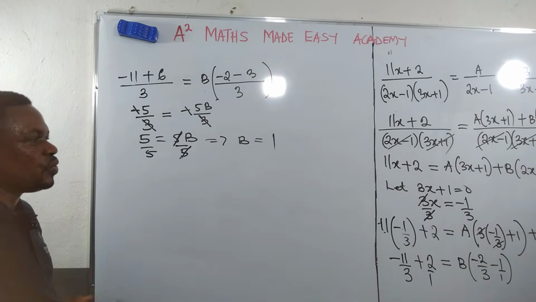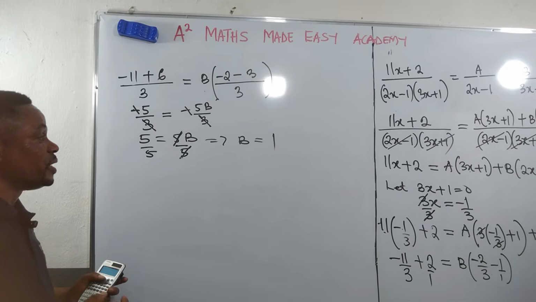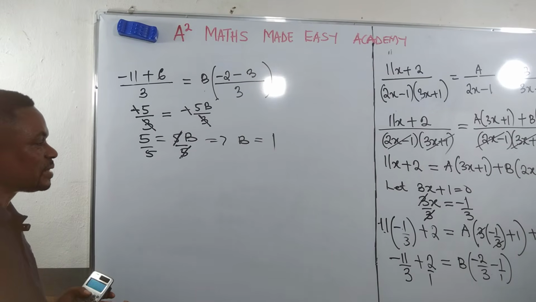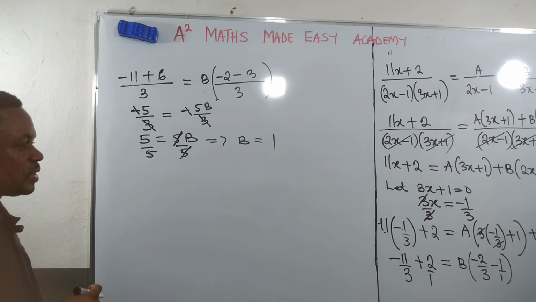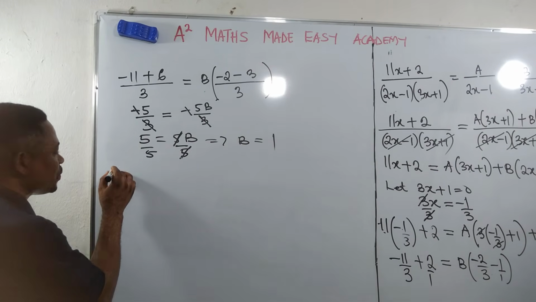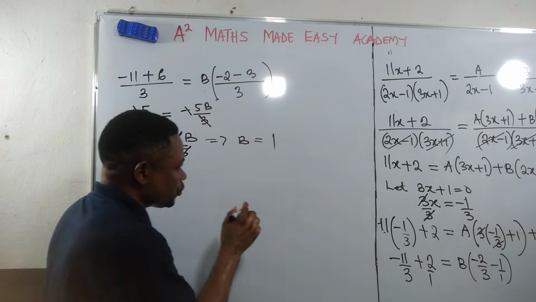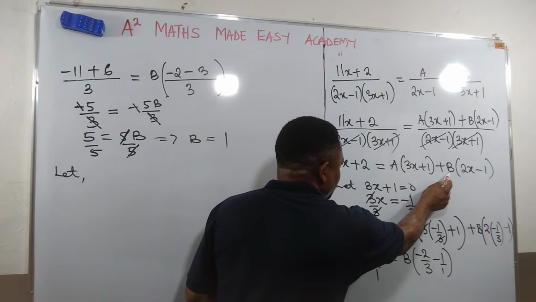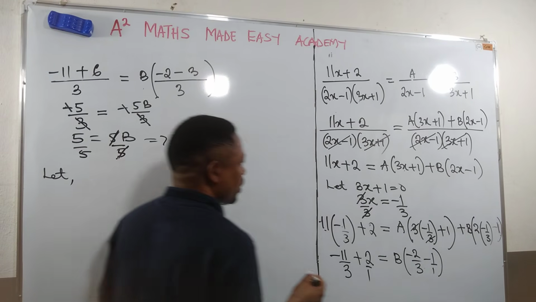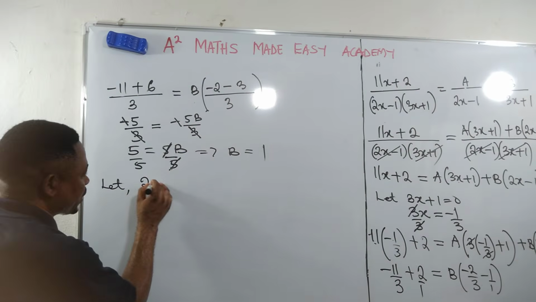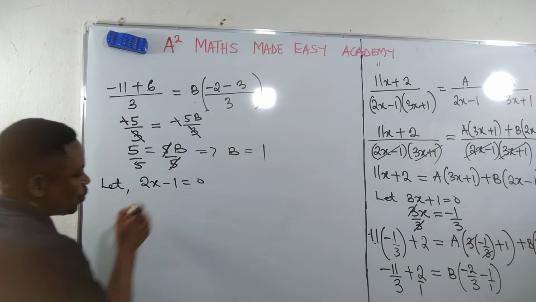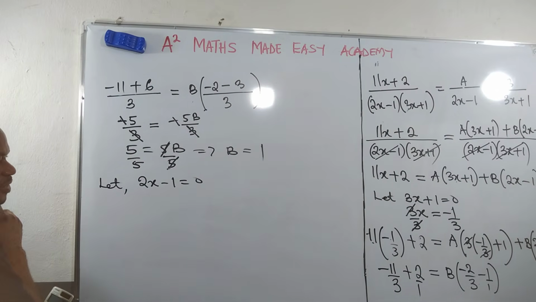Can you see we have succeeded by knowing the value of B? The next thing is to know the value of A. How do we do it? We now say, let the coefficient of B, now watch, look at the coefficient of B: 2x minus 1. So what do we say? Let 2x minus 1 be equal to 0. We make x the subject of the formula.